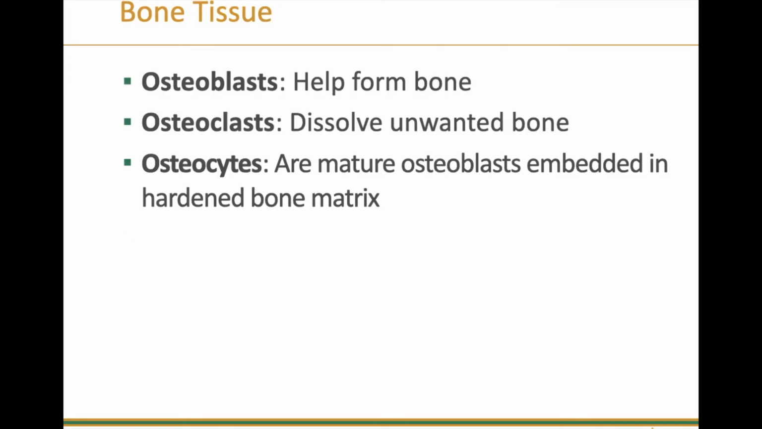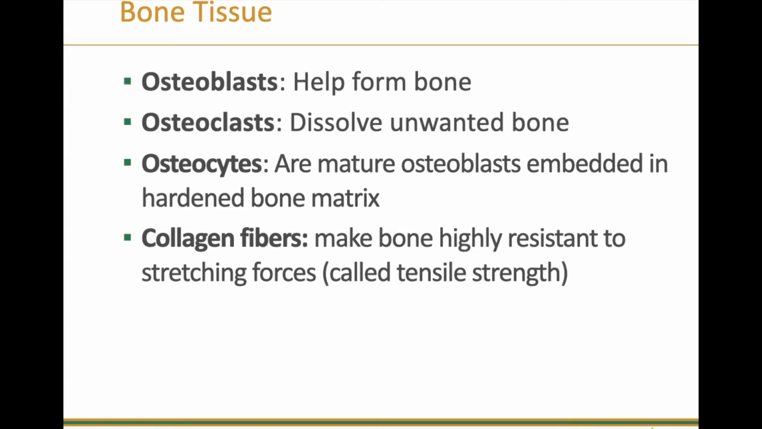Alright, some cells we need to know. So osteoblasts help form bone. So blasts build, that's how I remember that. Osteoclasts are going to dissolve unwanted bone. Osteoclasts cut with a C. That's how I keep those two straight. Then osteocytes are the mature osteoblasts, so as bone is formed, osteoblasts become osteocytes, and they help maintain the bone.